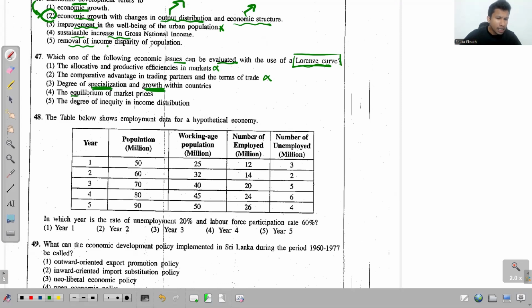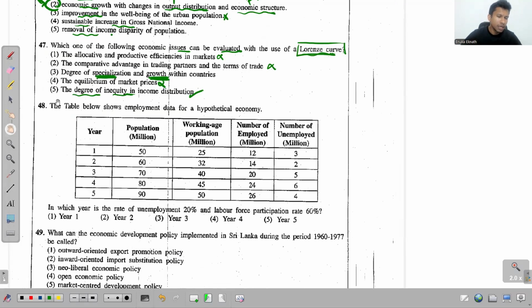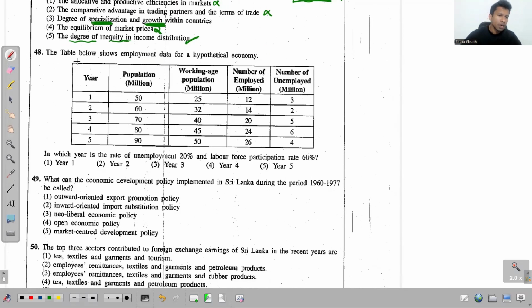The fourth one says equilibrium of market prices. This is totally ignorable with regard to the Lorenz curve. Fifth one, the degree of inequality in income distribution. Yes, as I mentioned earlier, this Lorenz curve you can use to evaluate the relative inequality in relative income distribution. So that's true then.